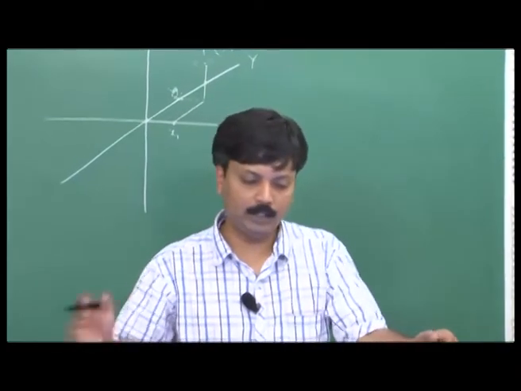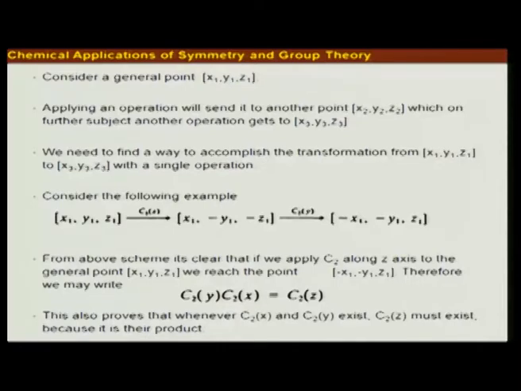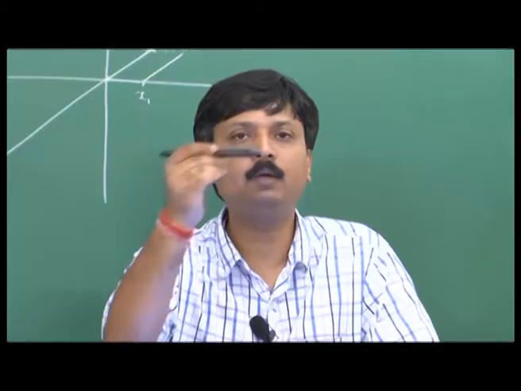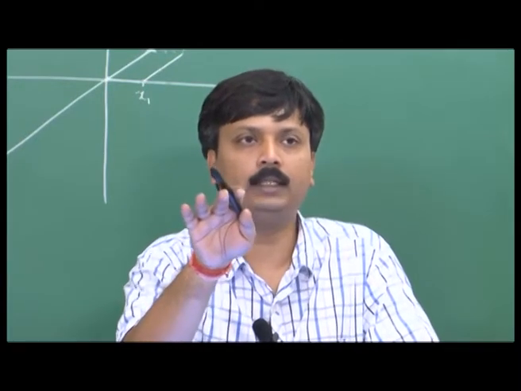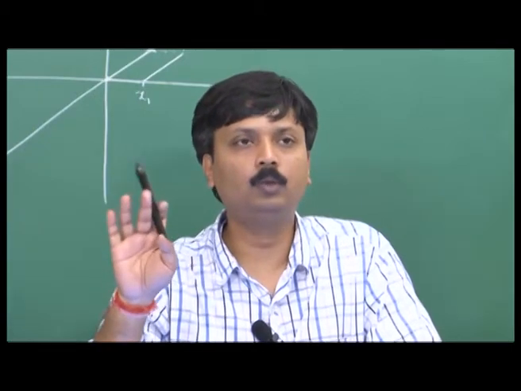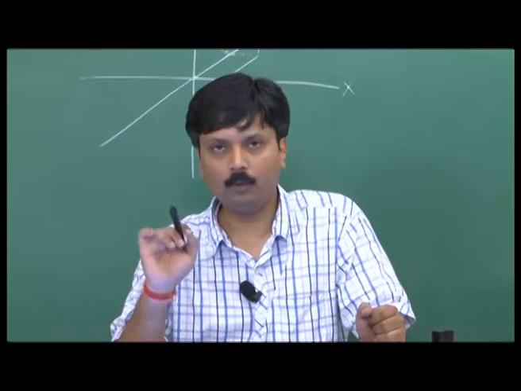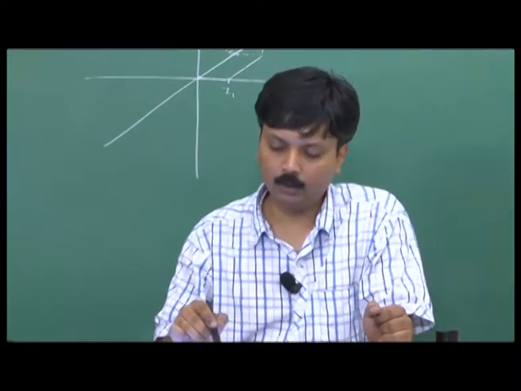So, if we come back to the screen, we are considering this general point x1, y1, z1, which we have named P. Now, if we apply any operation, that will send this point P to another point, say P1, having coordinates x2, y2 and z2, and if we apply another operation on this one, then the point will go to another configuration x3, y3, z3, right. There is no confusion about that. So, we need to find out how we can go from x1, y1, z1 to x3, y3, z3. We went to x3, y3, z3 by operating two symmetry operations on this point. I want to go to x3, y3, z3 by a single operation. Okay. So, that is my motto.